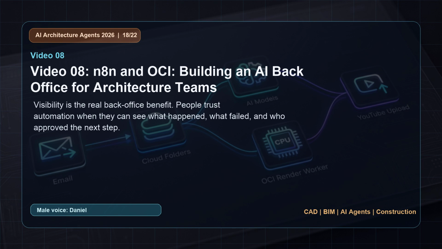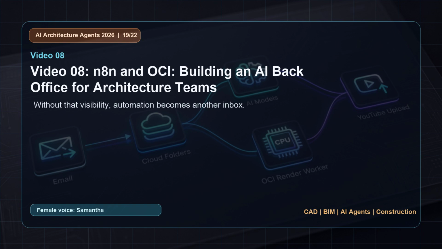Visibility is the real back-office benefit. People trust automation when they can see what happened, what failed, and who approved the next step. Without that visibility, automation becomes another inbox. With it, the system becomes accountable production infrastructure.